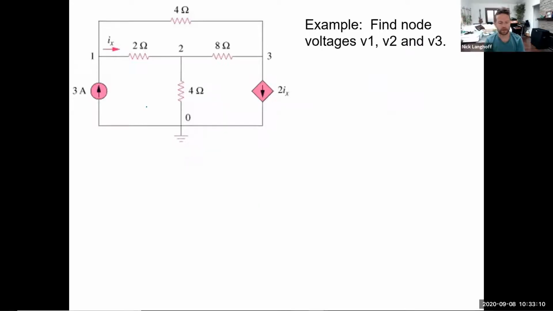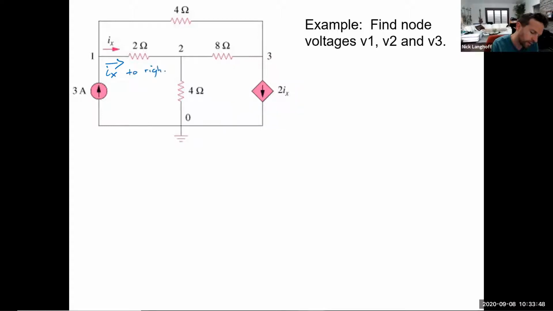We have this circuit on the left. We want to find the node voltages V1, V2, and V3 that have already been labeled for us, and they're shown as being with respect to ground, which is shown there. We've got a 3-amp source on the left and another source on the right, which is a dependent source equal to 2Ix. That current Ix has been drawn as defined towards the right.